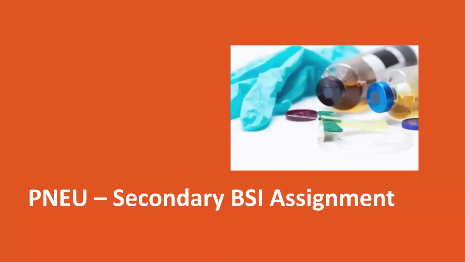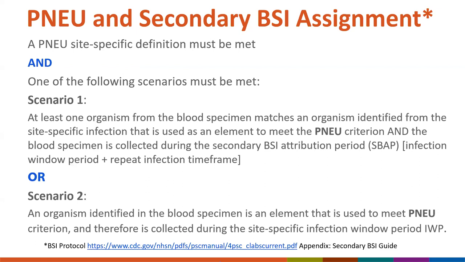Since the NEW definition is frequently used as a site-specific infection for secondary BSI assignment, let's look at some examples for correctly assigning a secondary BSI to NEW. As Latasha presented earlier, in order for a BSI to be determined as secondary to another site of infection, a site-specific definition, in this case NEW, must be met, and either secondary BSI scenario 1 or secondary BSI scenario 2 must also be met.